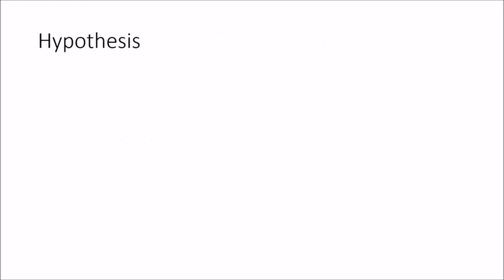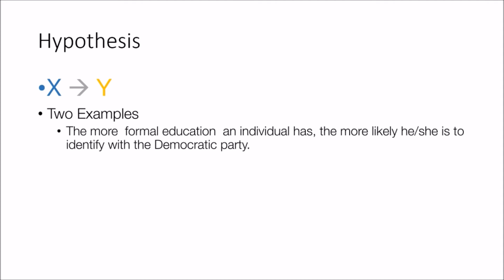Okay, so let's talk about your hypotheses. So of course, your hypothesis should be directional. You should deal with your independent variable and your dependent variable. So primarily, x affects y. I'll go through 2 main examples so that this will all hopefully be fairly clear by the end of it. So the first one is, the more formal education an individual has, the more likely he or she is to identify with the Democratic Party.